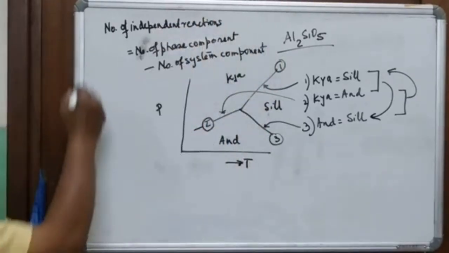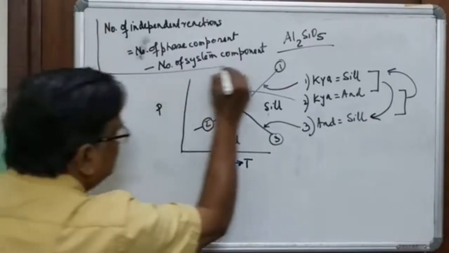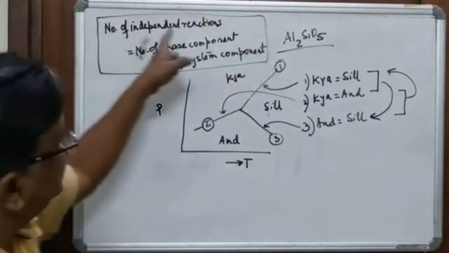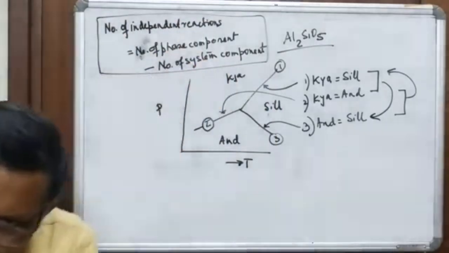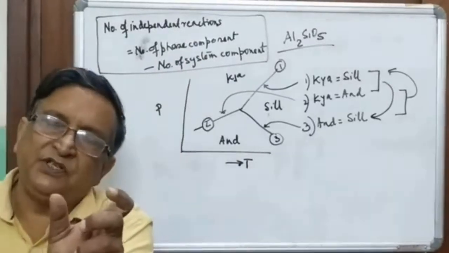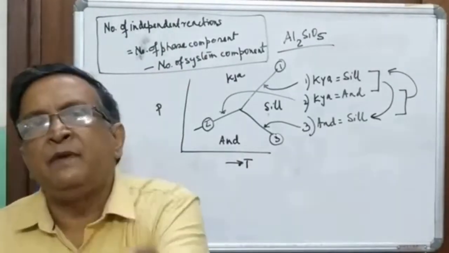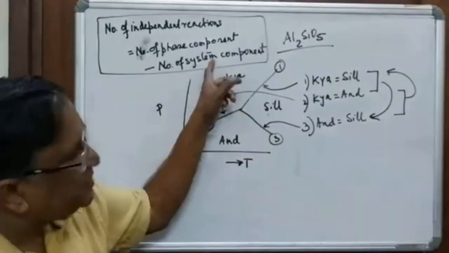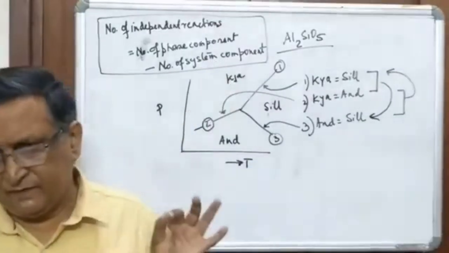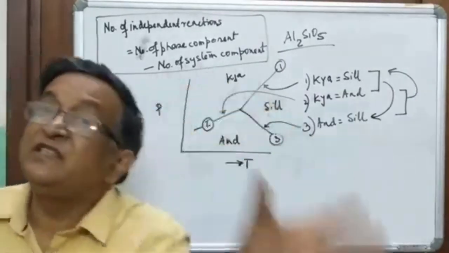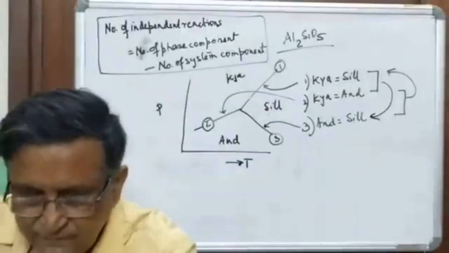That is the rule. Number of independent reactions is equal to number of phase components. Remember, phase components are those that describe the chemical variability of a phase. What are system components? It is the minimum number of components that describe the chemical variability of the system in which the mineral is.